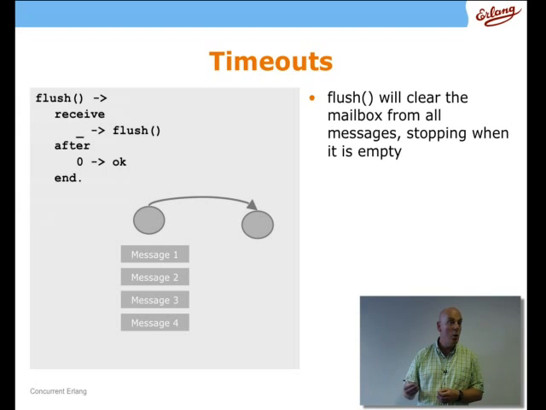If we then empty the mailbox and call flush again, we will time out immediately, there are no further messages, and just return OK. So this has the effect of removing all the messages from the mailbox without performing any action other than to remove them, and then terminate when there are no further messages in the mailbox.